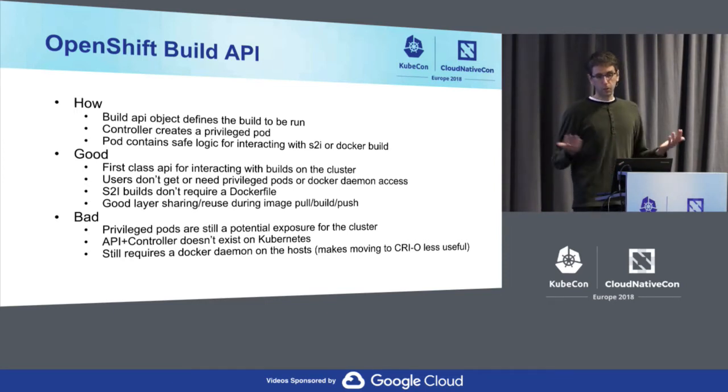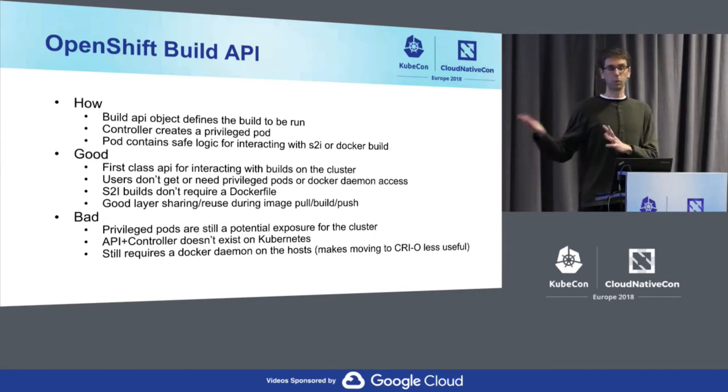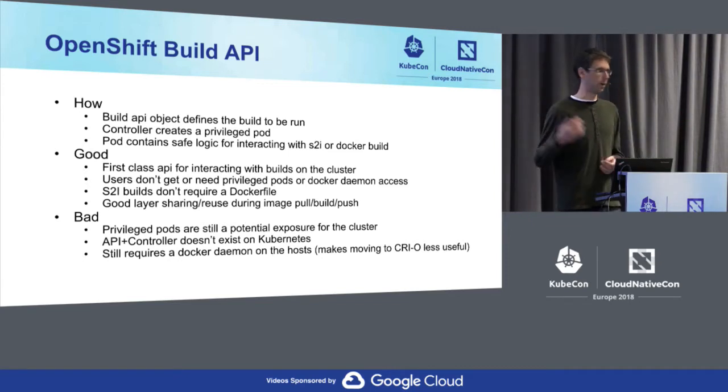What's bad, it's still using privileged pods. So if there is a vulnerability, it could be an exposure for the cluster. And it is an OpenShift specific feature. The API and the controller that make all of this work do not exist on Kubernetes today. And then it also still requires the Docker daemon. Both S2I and the Docker build approach are interacting with the Docker daemon. So if you're trying to use CRI-O and you want to get rid of the Docker daemon entirely, you can't. You can move to CRI-O, but you still have to also have a Docker daemon running on your hosts in parallel.